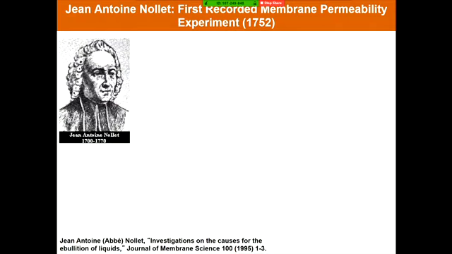This is a picture of Jean-Antoine Nollet, or the Abbé Nollet. He's French, and he published the first recorded membrane permeability experiment that we know of in the middle of the 18th century. A lot of the very early history of membrane science can be found in the Journal of Membrane Science in volume 100. When this journal was started, it wasn't at all clear that the Journal of Membrane Science would get past volume 2 or 10 or 50, much less 100.